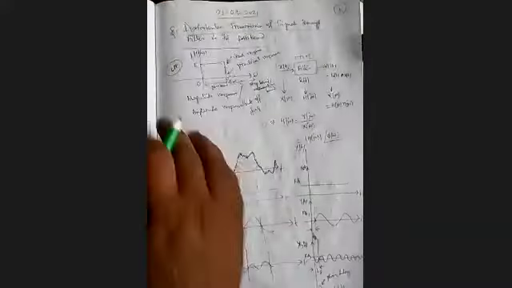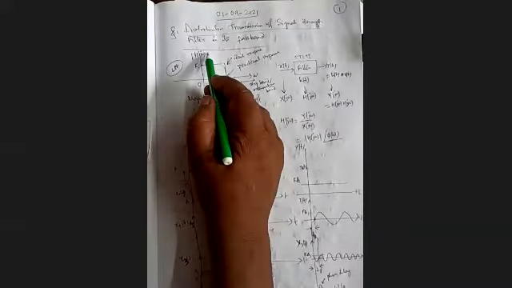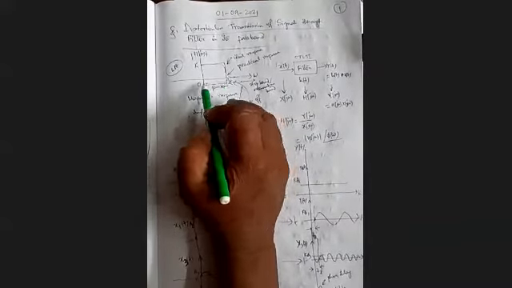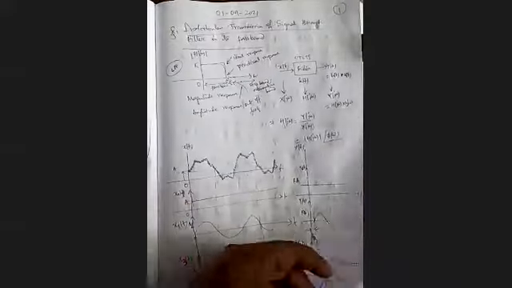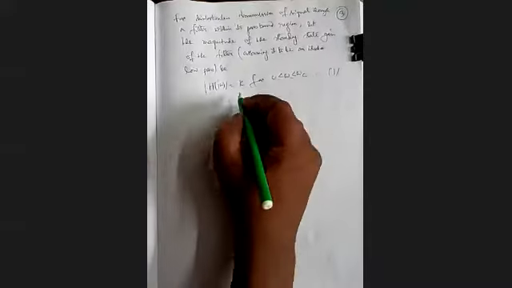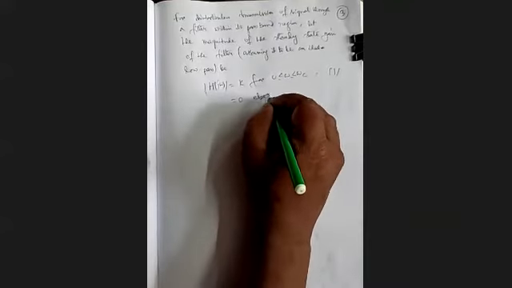This is our relation 1. How we are getting it? From this figure. So mod of H omega is equal to K in that passband region 0 to omega c, when frequency is in that region, cutoff frequency in that. Okay, so that is this thing. And it is 0 elsewhere.